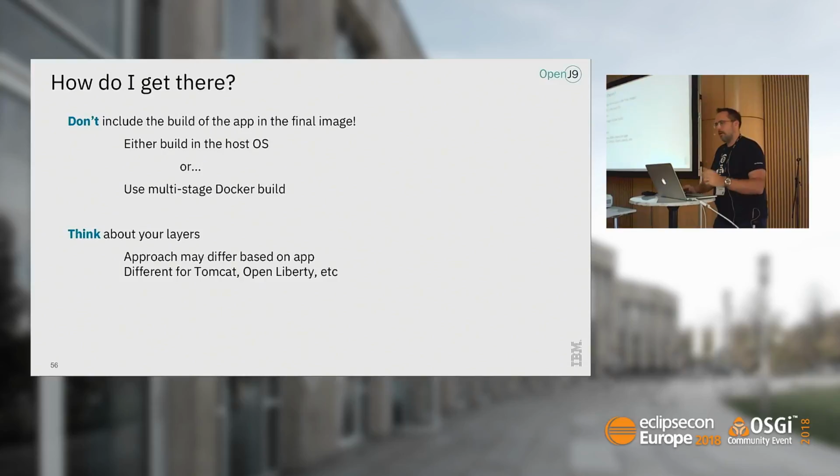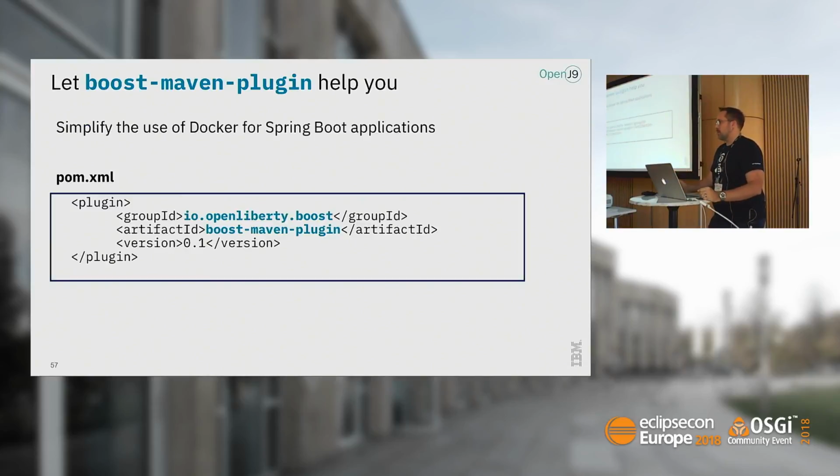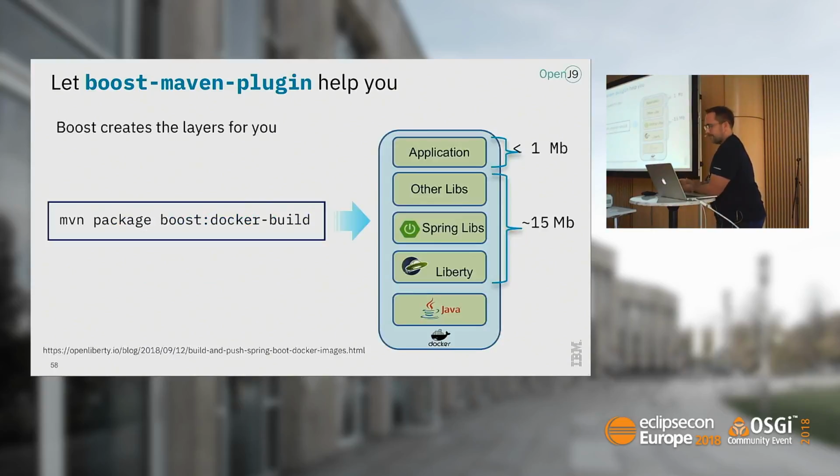Tomcat, Liberty, whatever. So we've started a project in the open source called the Boost Maven plugin. The whole idea is it will help you build Docker images that are at least somewhat intelligent fairly easily. So here's your POM XML. You just throw in your plugin configuration. And then from there, you can just invoke it and say, do a Docker build, please. What the result is at the moment, it will produce an Open Liberty with OpenJ9 based image with your Spring libs at the bottom, your other libs, and then ultimately your application class at the top. So similar to the Spring.io approach.